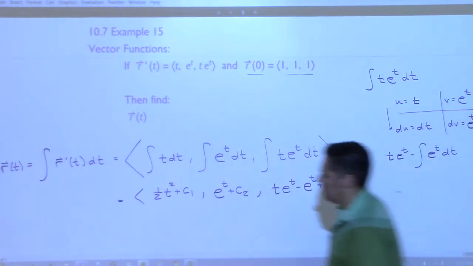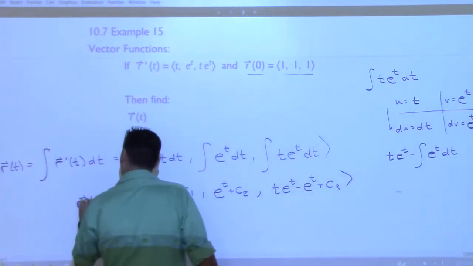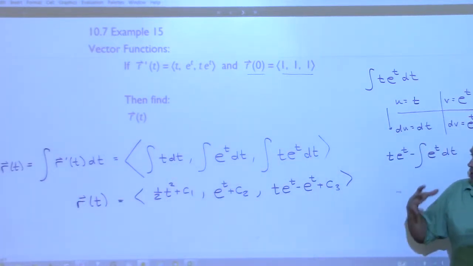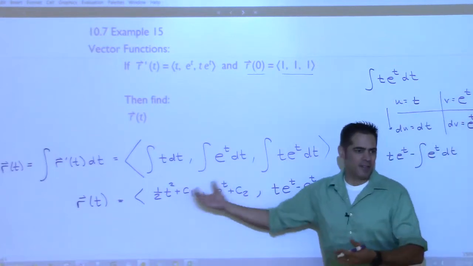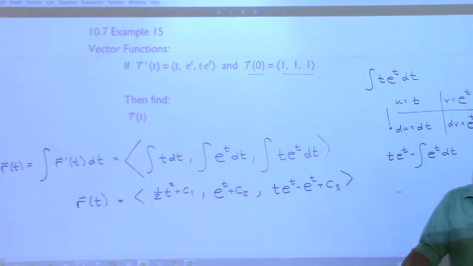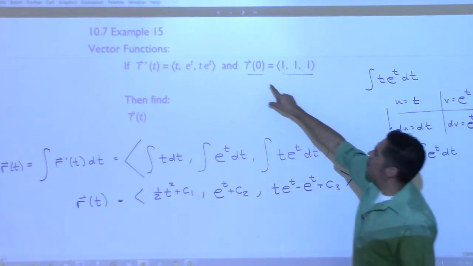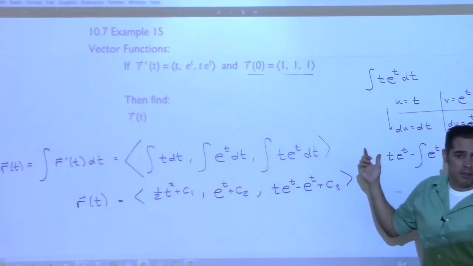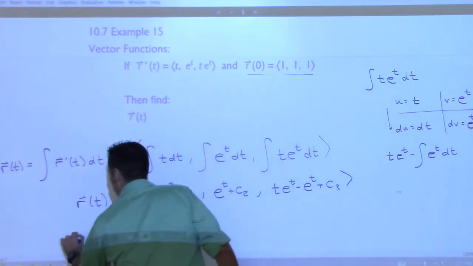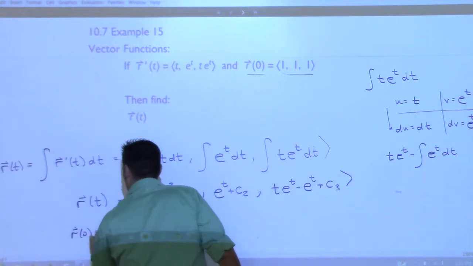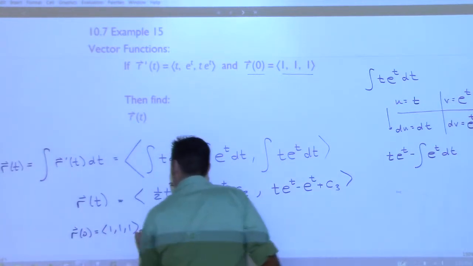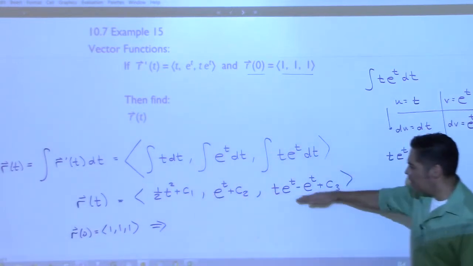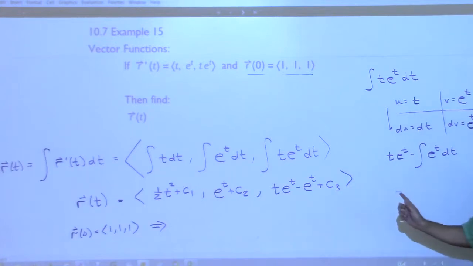So this is r of t. I know what the space curve function is within these 3 constants. I don't know what those constants are yet. But now I use this information that tells me that if I plug 0 into this for t, it should spit out 1, 1, 1, right? So the fact that r of 0 gives me the vector 1, 1, 1 implies that when I plug 0 in here for t, here for t, here for t, I should get the vector 1, 1, 1, right?